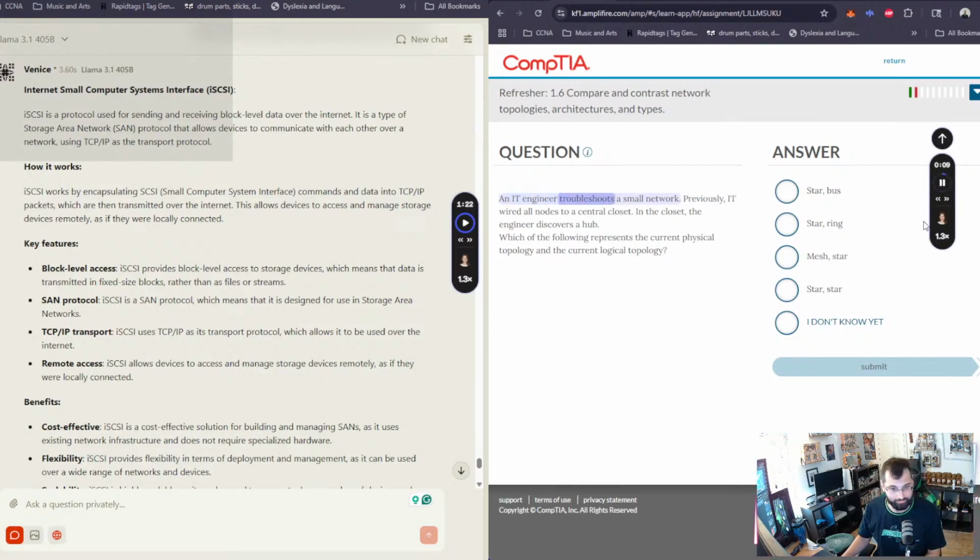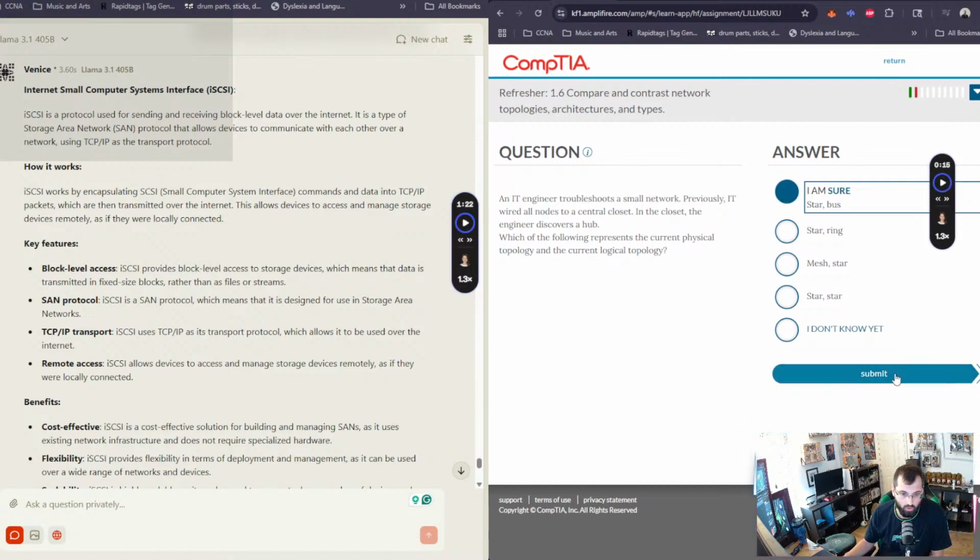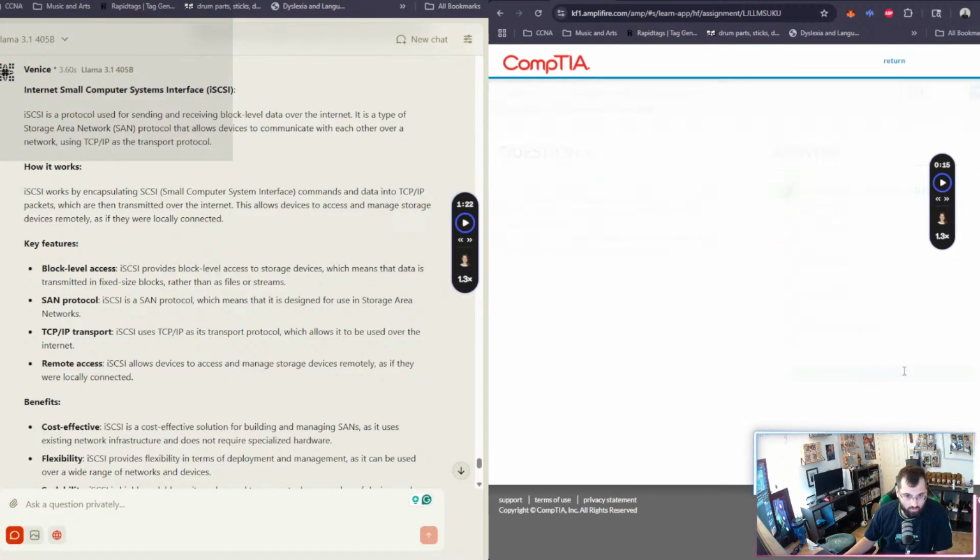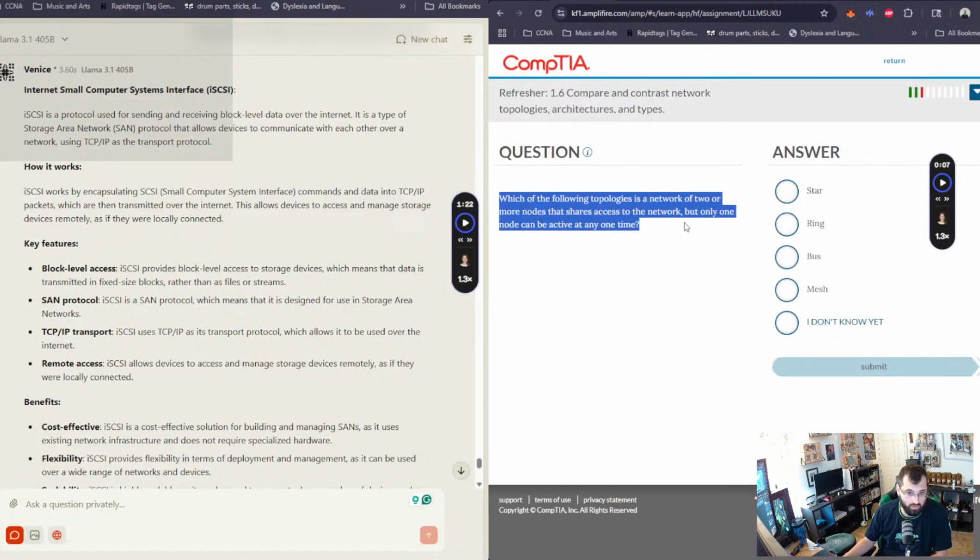An IT engineer troubleshoots a small network. Previously, IT wired all nodes to a central closet. In the closet, the engineer discovers a hub. Which of the following represents the current physical topology and the current logical topology? Bus. It's a star and it's a bus with the bus in the center, and that's like super old school. That's like mega bad.